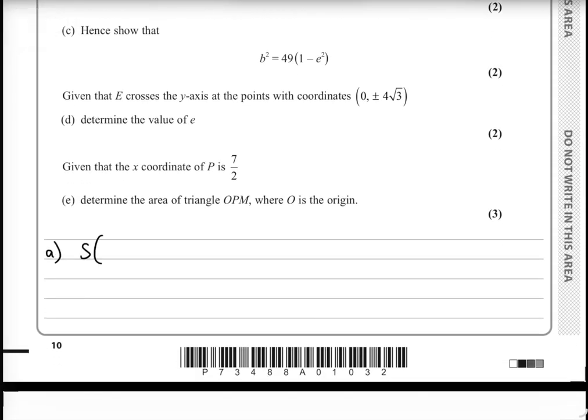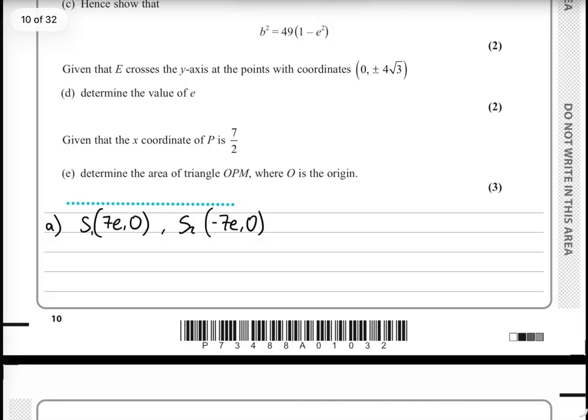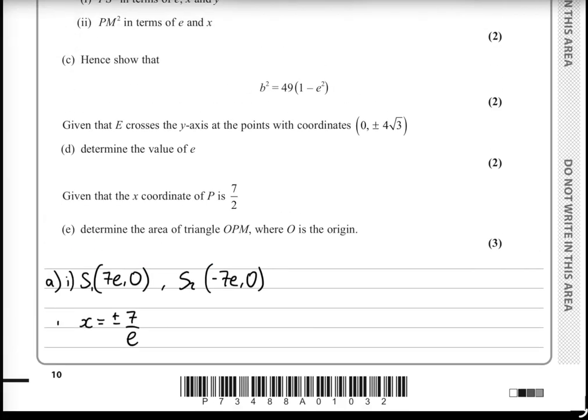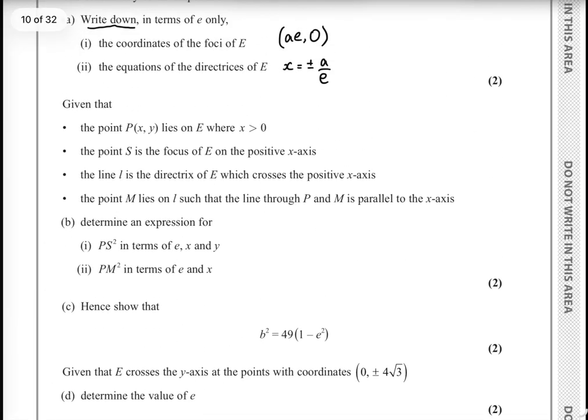S is often used for the focus. That's (7e, 0) and S1, S2, the other focus, (minus 7e, 0). Annoying blue line there for some reason. The directrices, x is equal to plus or minus 7 over e. That's part A finished.